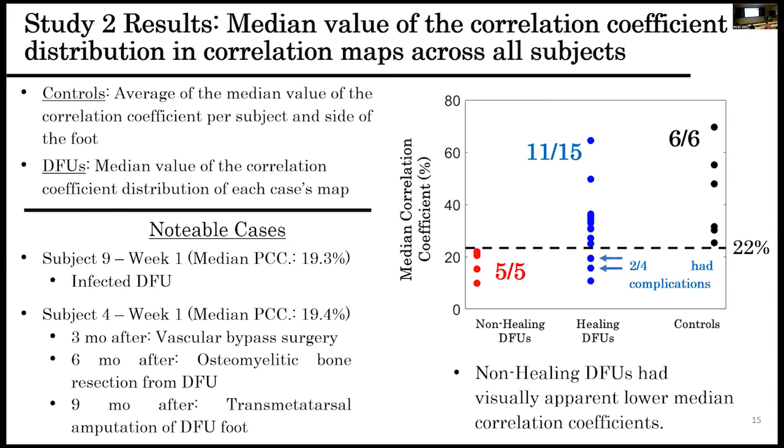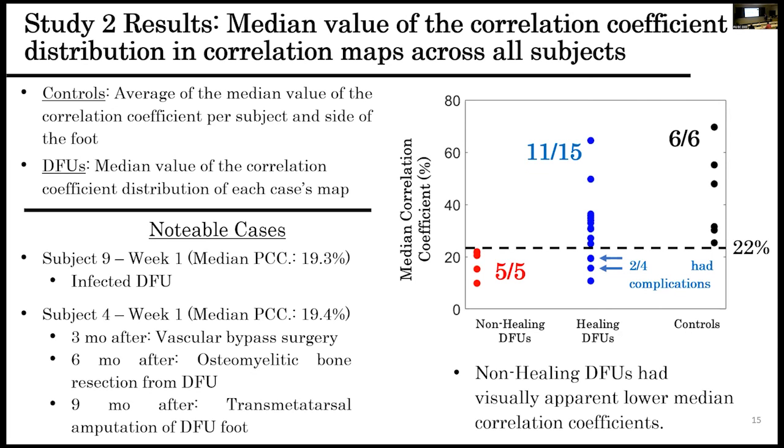In 3-month increments, the subject had vascular bypass surgery to the DFU foot, followed by osteomyelitic bone resection from the DFU region. And finally, after 9 months of effort and attempts, there was a transmetatarsal amputation of the DFU foot, indicating that in DFU cases, those that have lower medians of the correlation coefficient might be at risk for complications during the healing process.